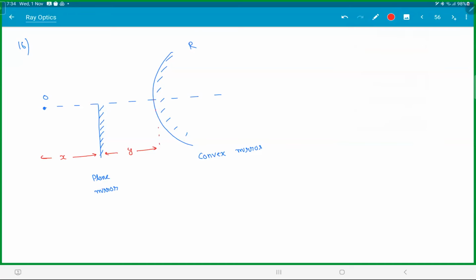Find the condition if there is only one image. Normally if you have two mirrors there should be two images, but for some reason you can see only one image. Then what is the relation between x, y and r? Think about the meaning of the statement. What do you mean by only one image?